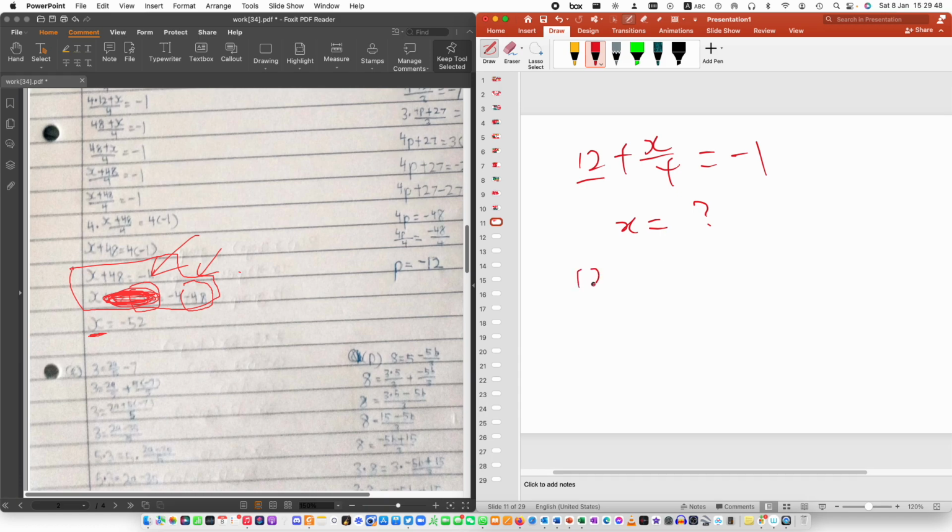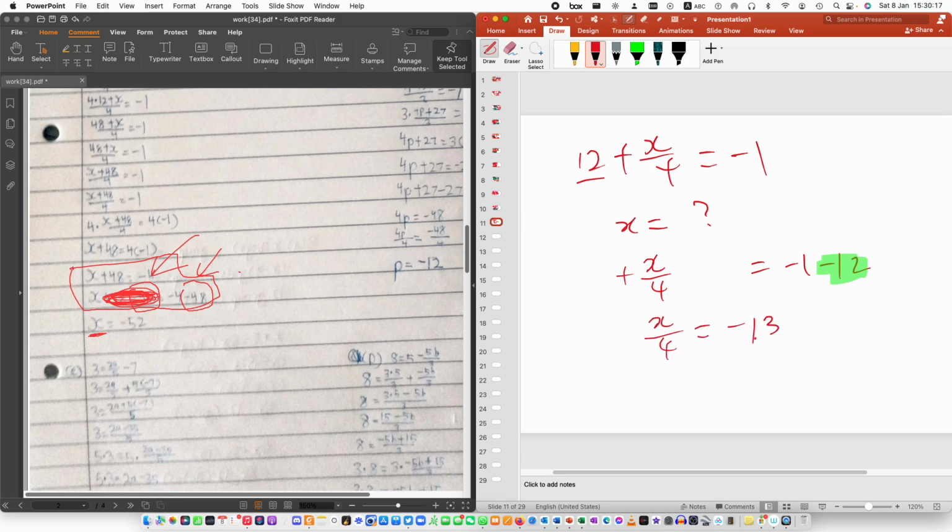So you minus 12 on the what? Left. You also need to minus the 12 on the right. Very good. Why? To make it equal, to balance it. Okay, good. So I can see that 12 and minus 12 cancel each other. So what I end up with is x over 4 equals to minus 13.